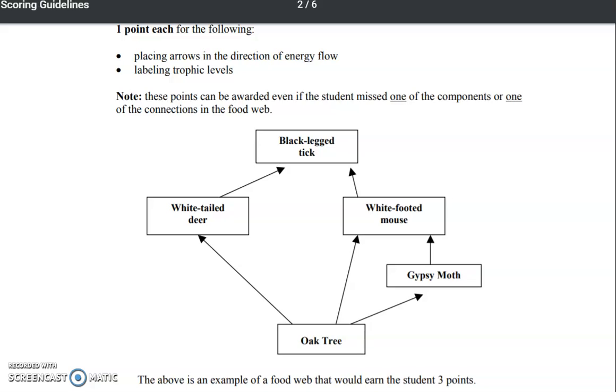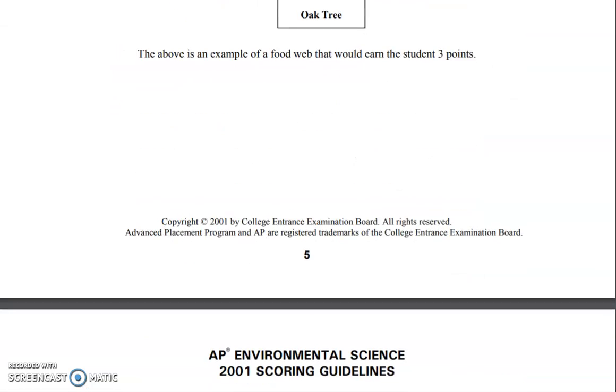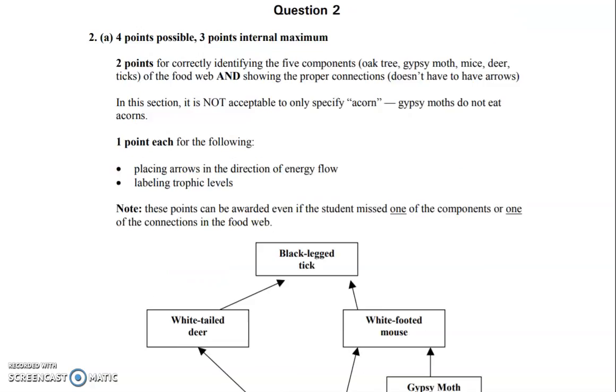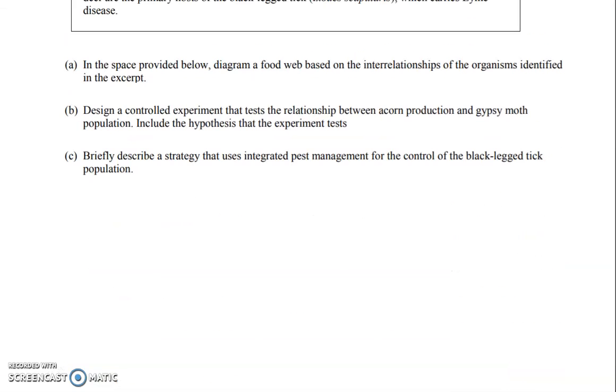I can't guarantee it. I don't think you'll have a food web to do, but I just threw this one in because it was experimental design. The second question, let's go back to see what the question is. They don't organize these as well.